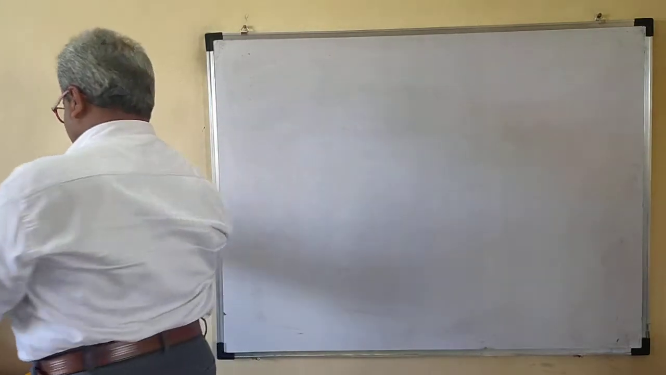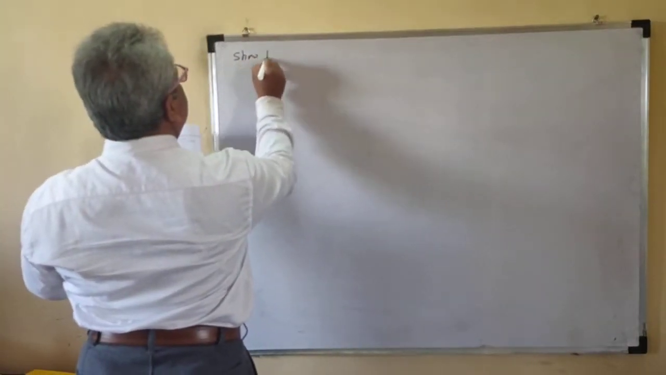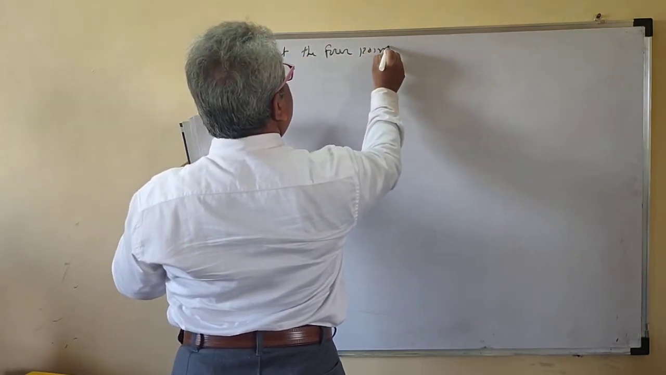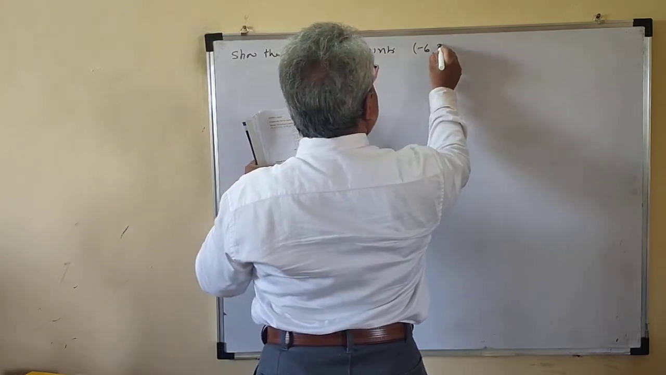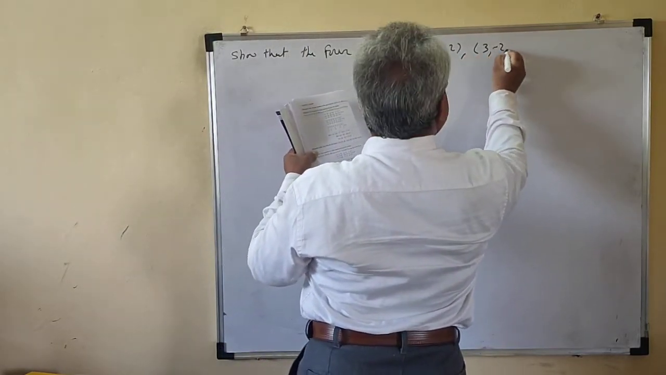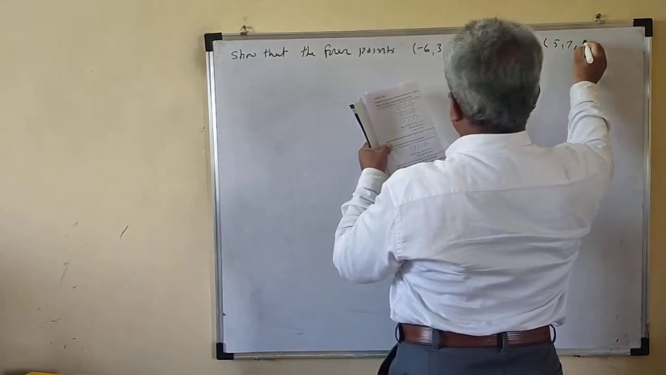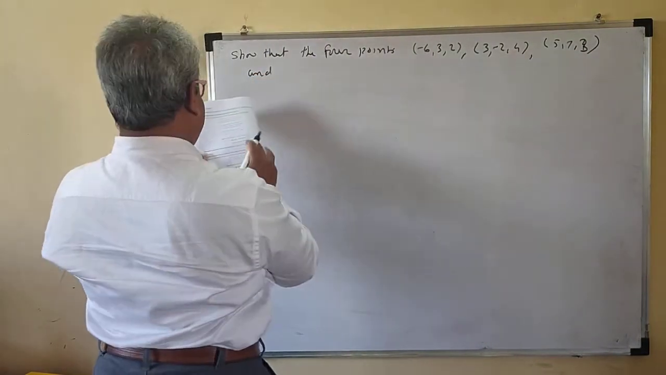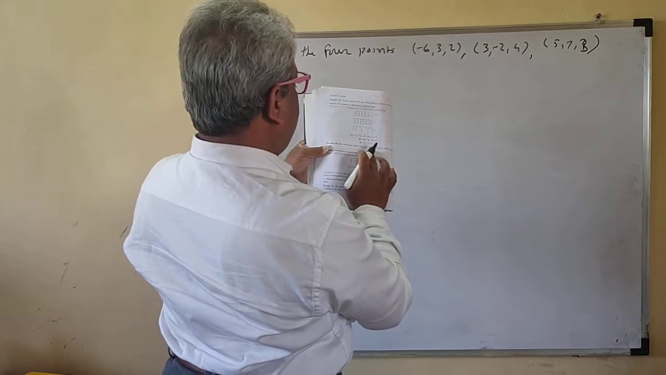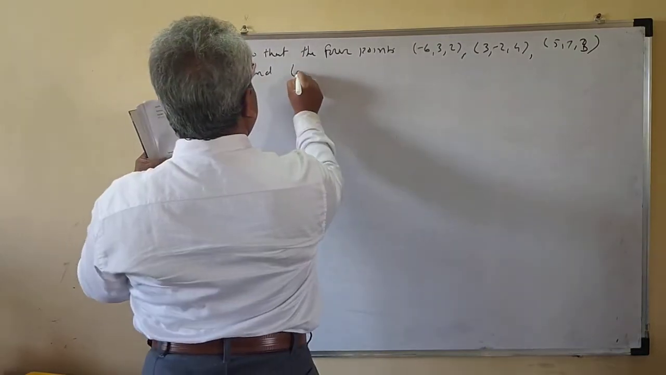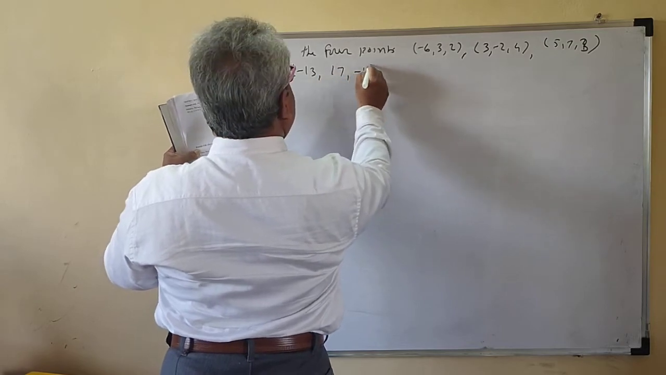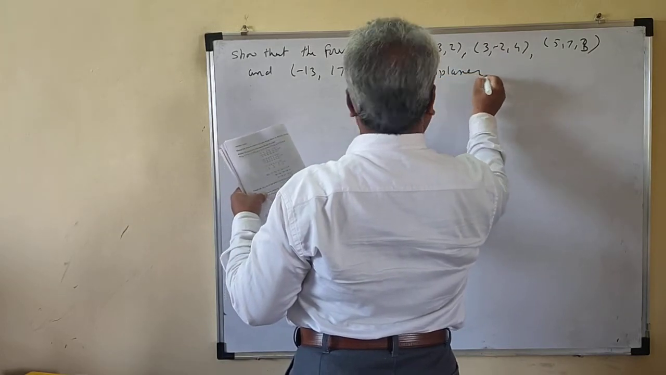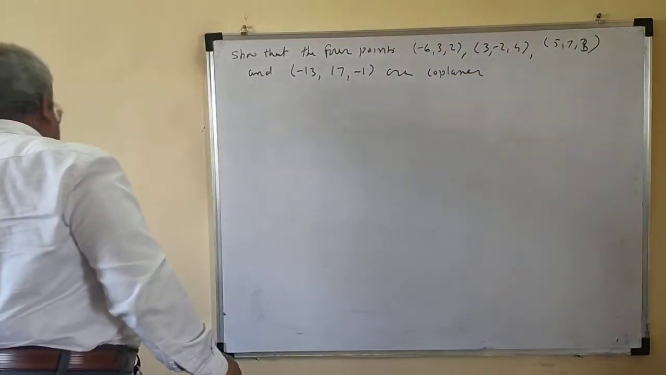Okay, so we will take this. Show that the 4 points, minus 6, 3, 2; 3, minus 2, 4; 5, 7, 3; and minus 13, 17, minus 1 are coplanar. Coplanar means they lie on the same plane.